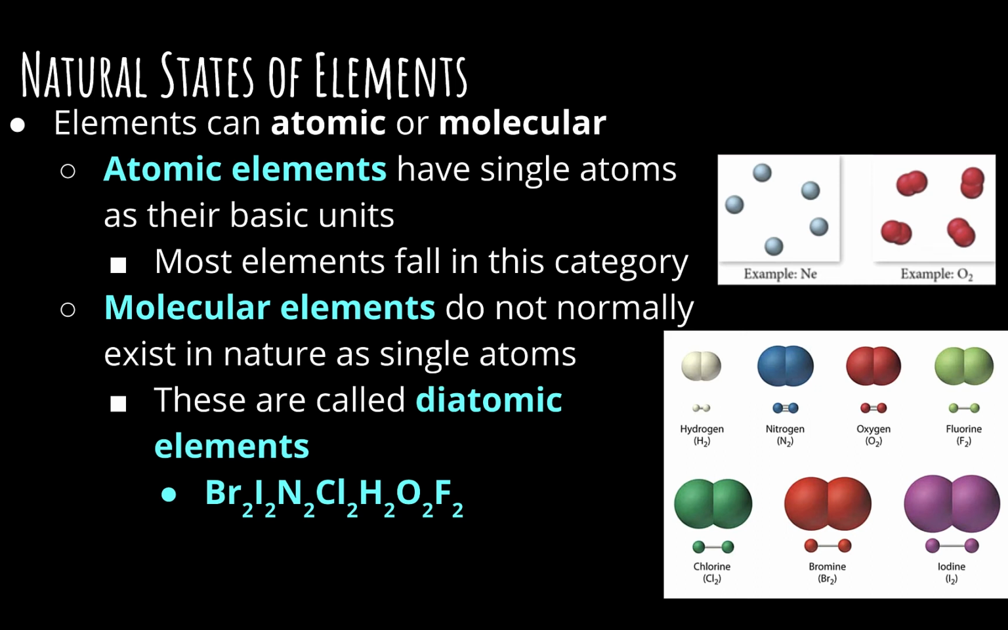But there are some elements that we call molecular elements. So they don't normally exist in nature as single atoms. They're always found partnered up with another exactly like itself. So we call these diatomic elements. The diatomic elements are listed, and there's a picture of them there: hydrogen, nitrogen, oxygen, fluorine, chlorine, bromine, and iodine.